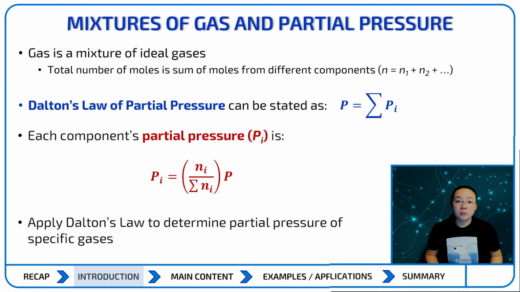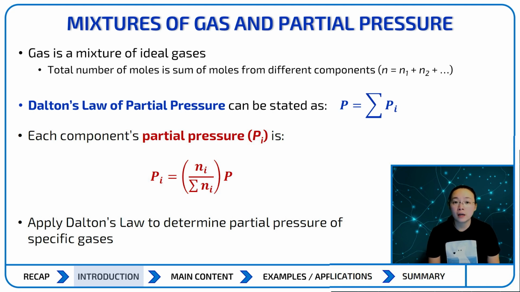Now, we've talked about gas and the ideal gas law, but in real life, you don't just have one gas in existence, you have a mixture of gases. And when you introduce a mixture of gases, you have to introduce partial pressure. So regular gas is a mixture of ideal gases. The total number of moles is the sum of moles from all of your different components. So your total N is equal to N1 plus N2 plus N3 and so on.